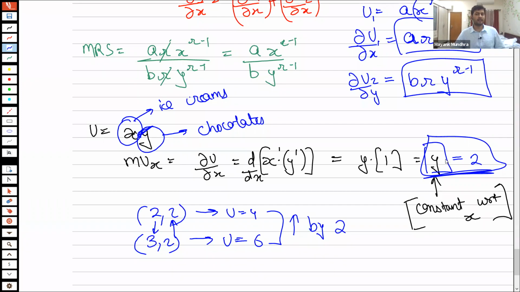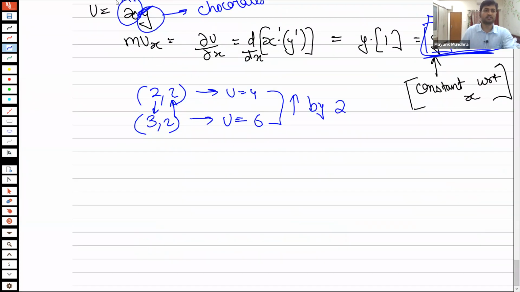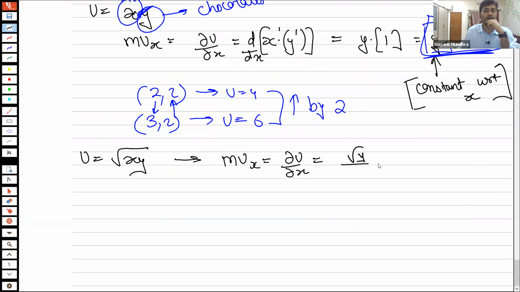Now this y is constant with respect to x. It does not change as x changes. But for some other function, this might change. For example, let's take the utility function as under root xy. As already established, the marginal utility of x for this is del u by del x, which is under root y upon 2 root x. Now, as you can see, if you increase x, this overall thing reduces.